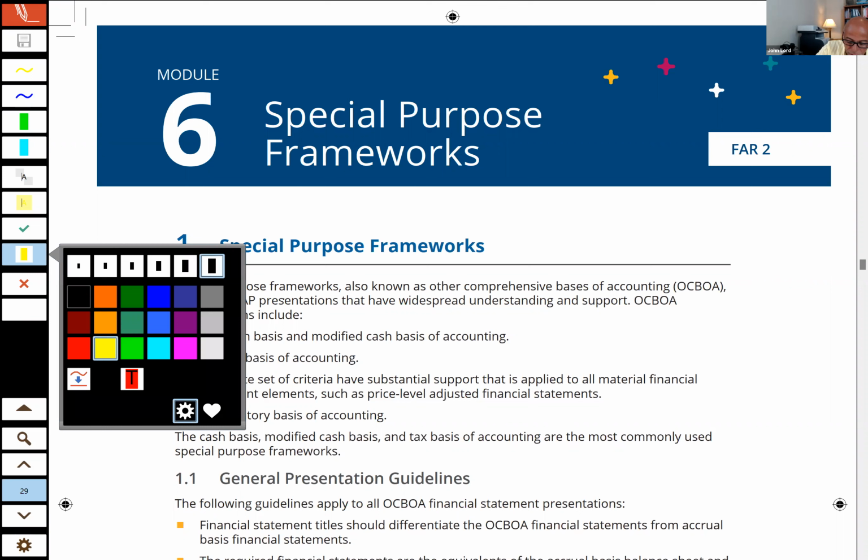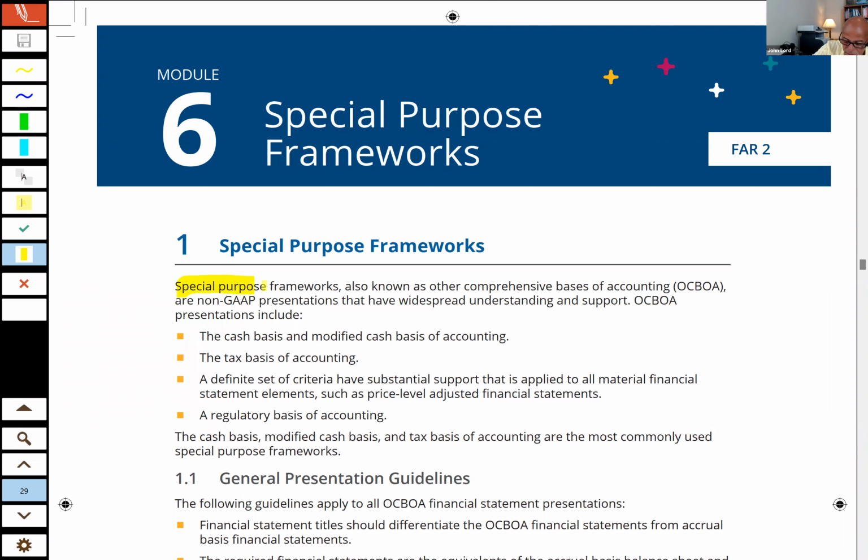But let's just take a look at some basic things here that they tell us. They're calling these special purpose frameworks, and they call them other comprehensive basis of accounting that have widespread understanding and support. And you say, well, widespread, you mean a lot of companies use them? No, public companies, of course, have to prepare accrual statements in order to get an opinion on their financial statements often and go out to the investing public.